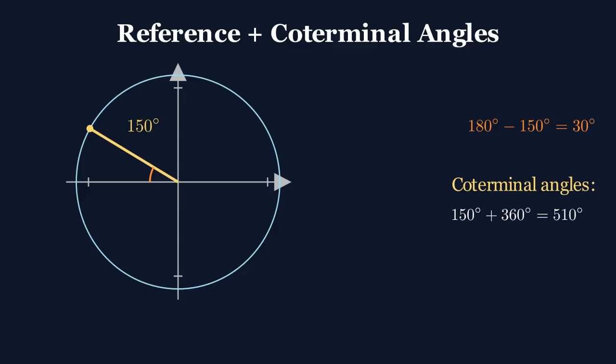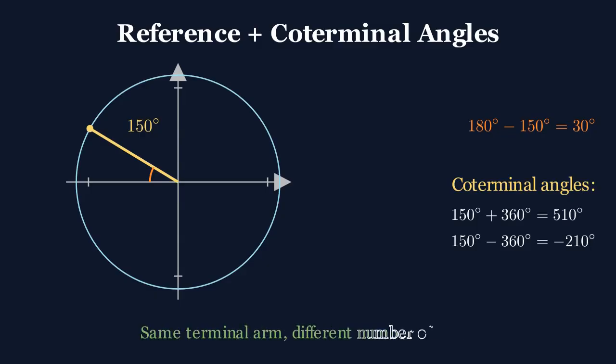Coterminal angles are angles that end at the same terminal arm. To find them, add or subtract 360 degrees. So 150 degrees, 510 degrees, and negative 210 degrees are coterminal.